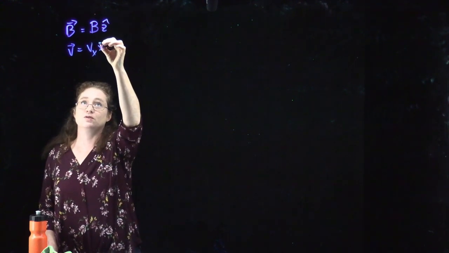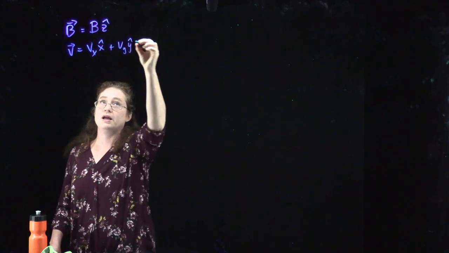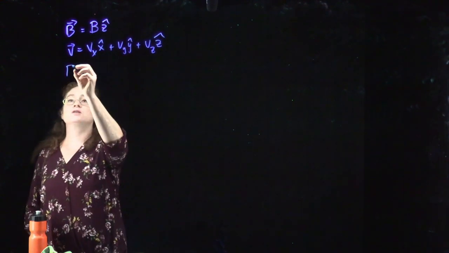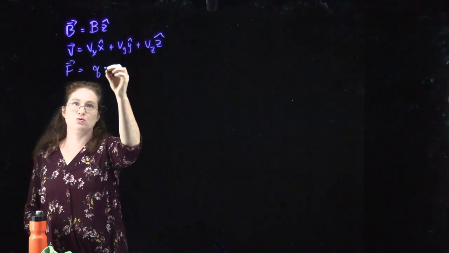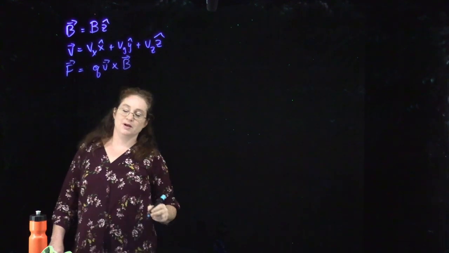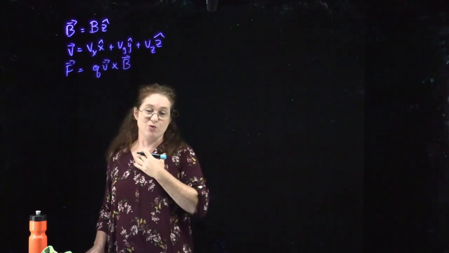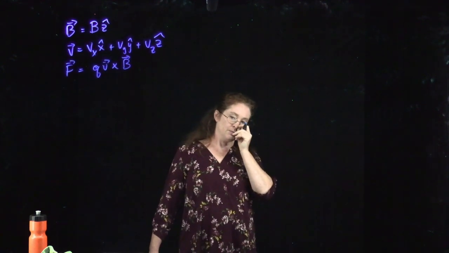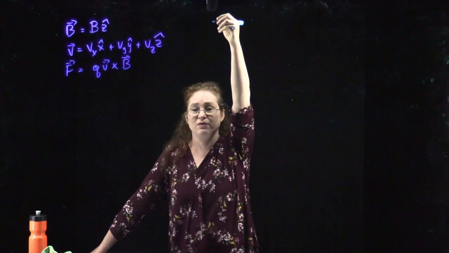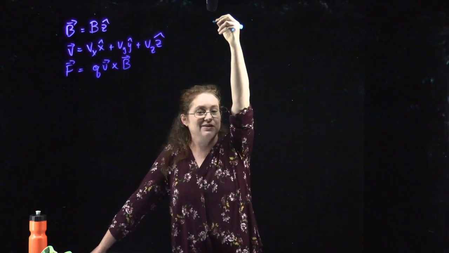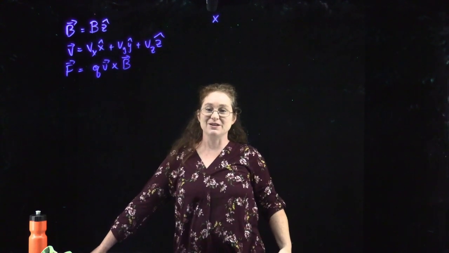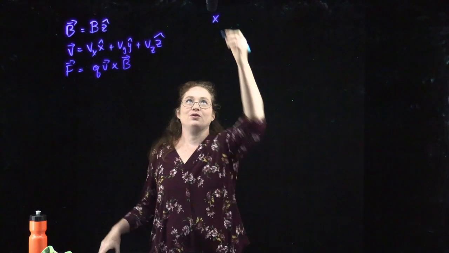We're going to write the velocity as Vx x hat plus Vy y hat plus Vz z hat. And then our force is given by Q times the velocity crossed with the magnetic field. Here, I'm going to use the coordinate approach to doing a cross product, taking the cross product of each of the individual components. The reason is that this board does the mirror image of whatever I write, so I don't want to throw myself off by using the right-hand rule.